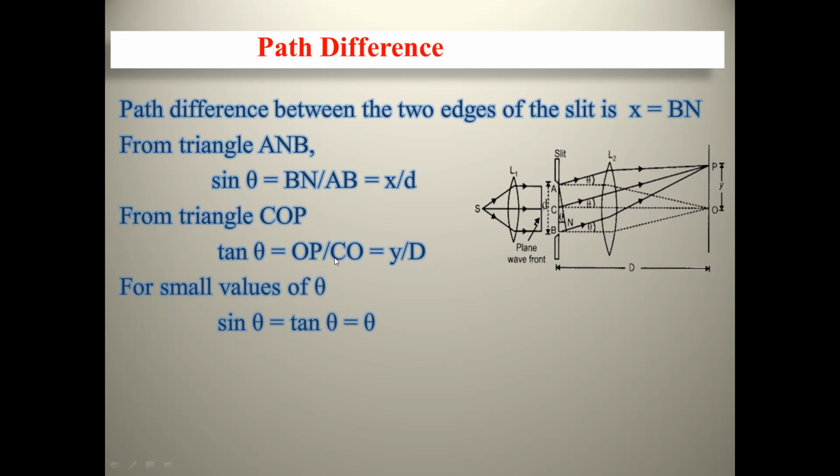If the angle theta is small, sin theta is equal to tan theta, approximately equal to theta. So theta is equal to x by d, that is equal to y by D. So the path difference x is equal to y d by D, or in terms of theta, x is equal to d theta. And now let us apply the condition for constructive and destructive interference.